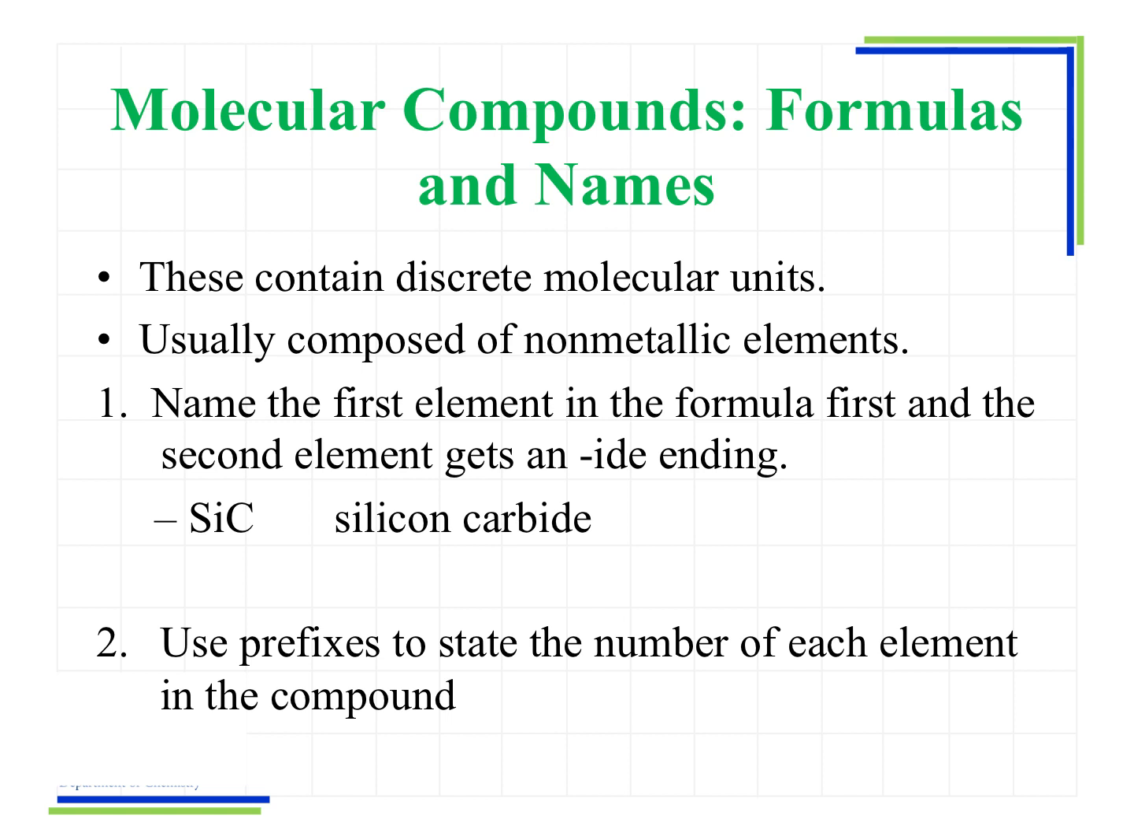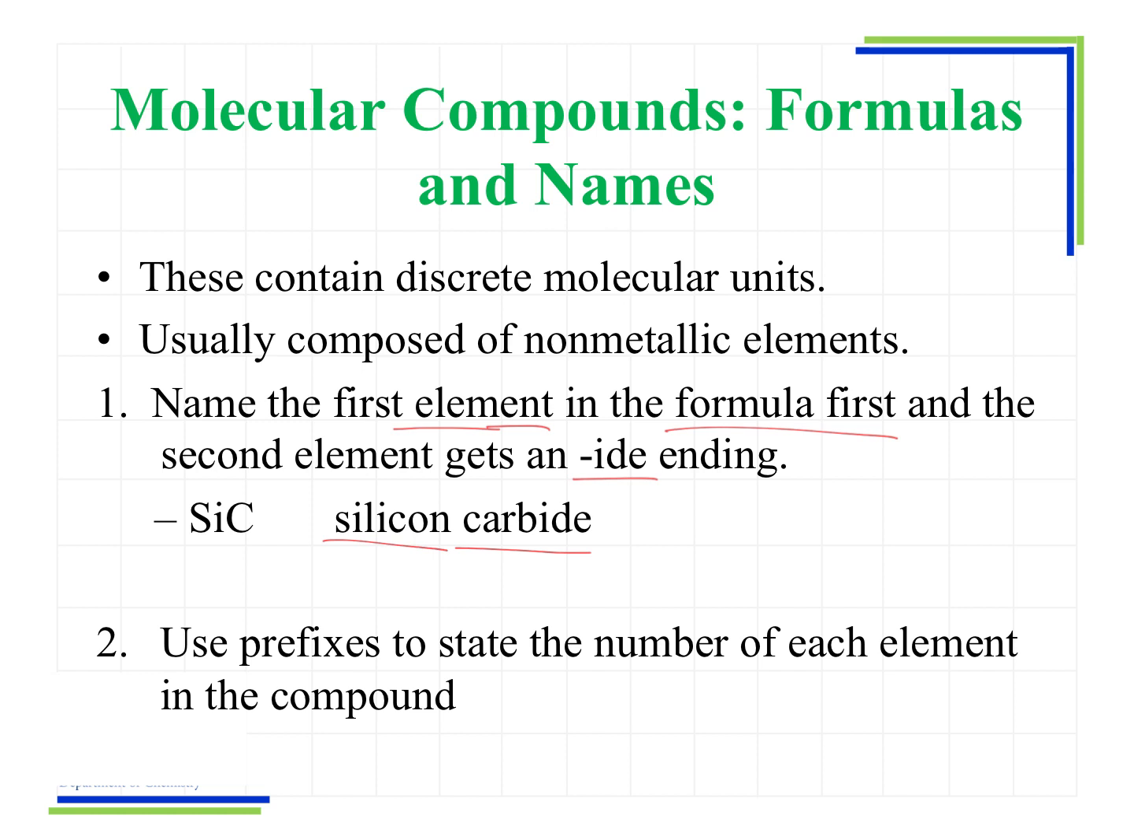Okay, so the first rule, we have to name the first element in the formula first. That's common sense, right? And then the second element gets IDE, just like ionic compound. So name the first element and name the second element with IDE, like silicon carbide, for example. It's not a very good example, but that fits our first rule.